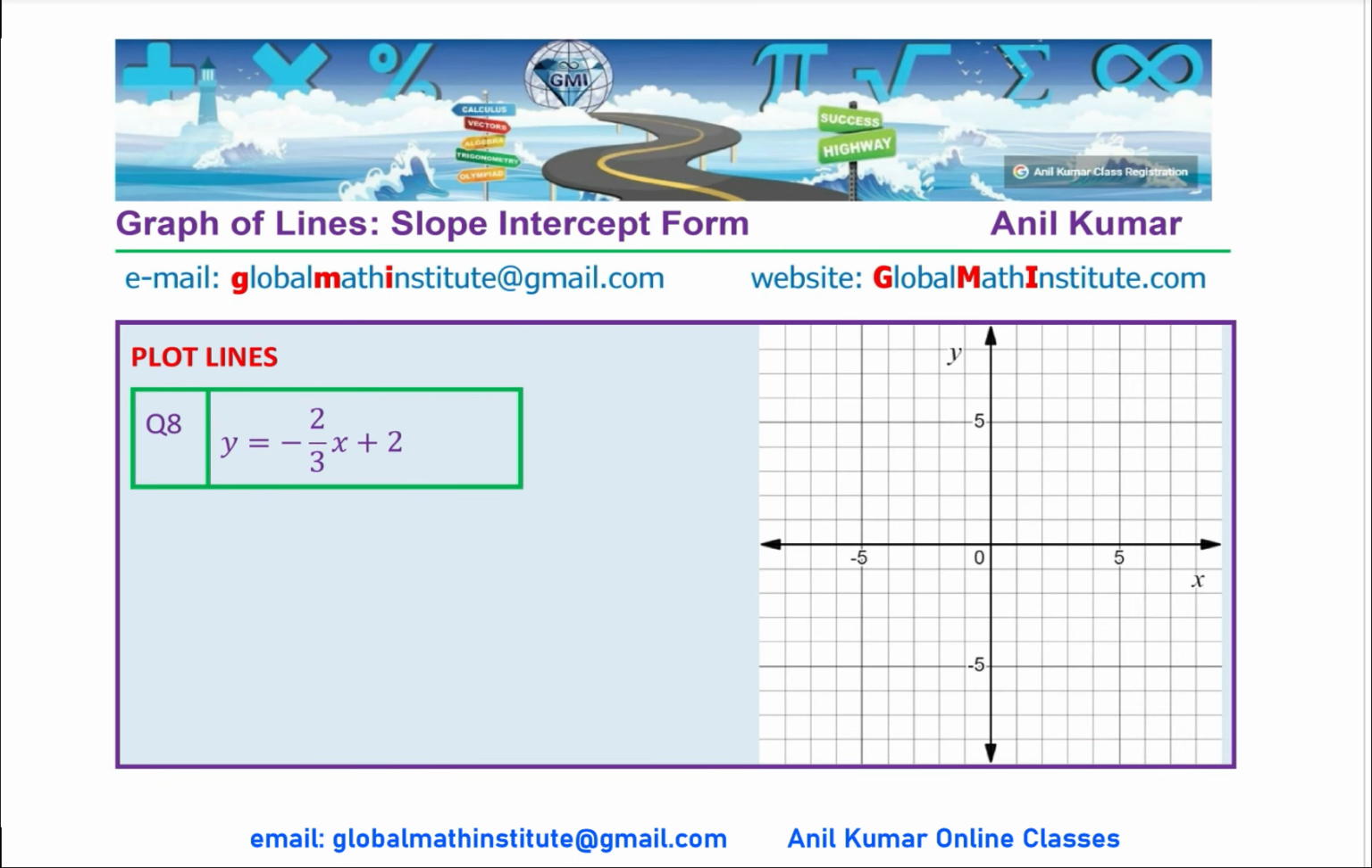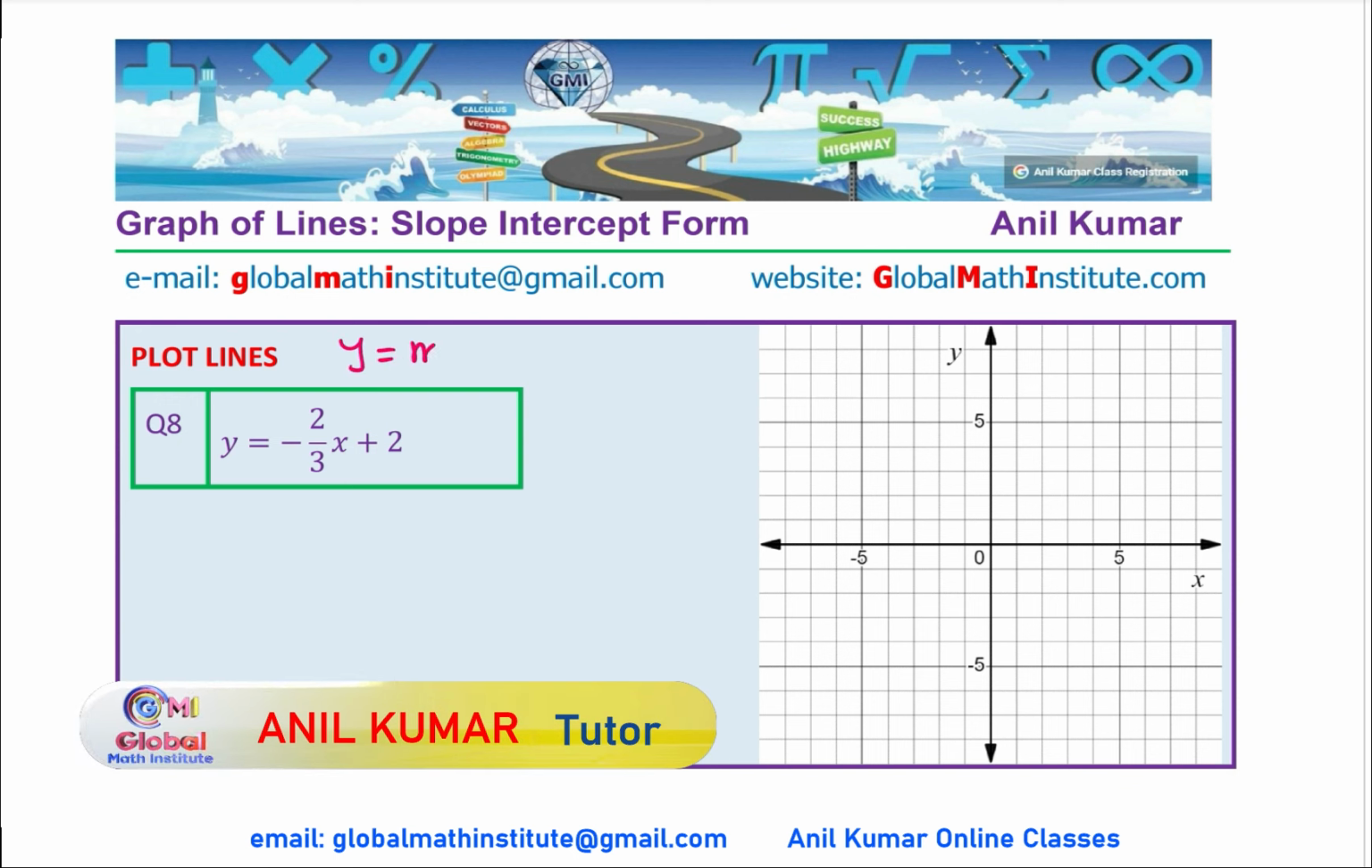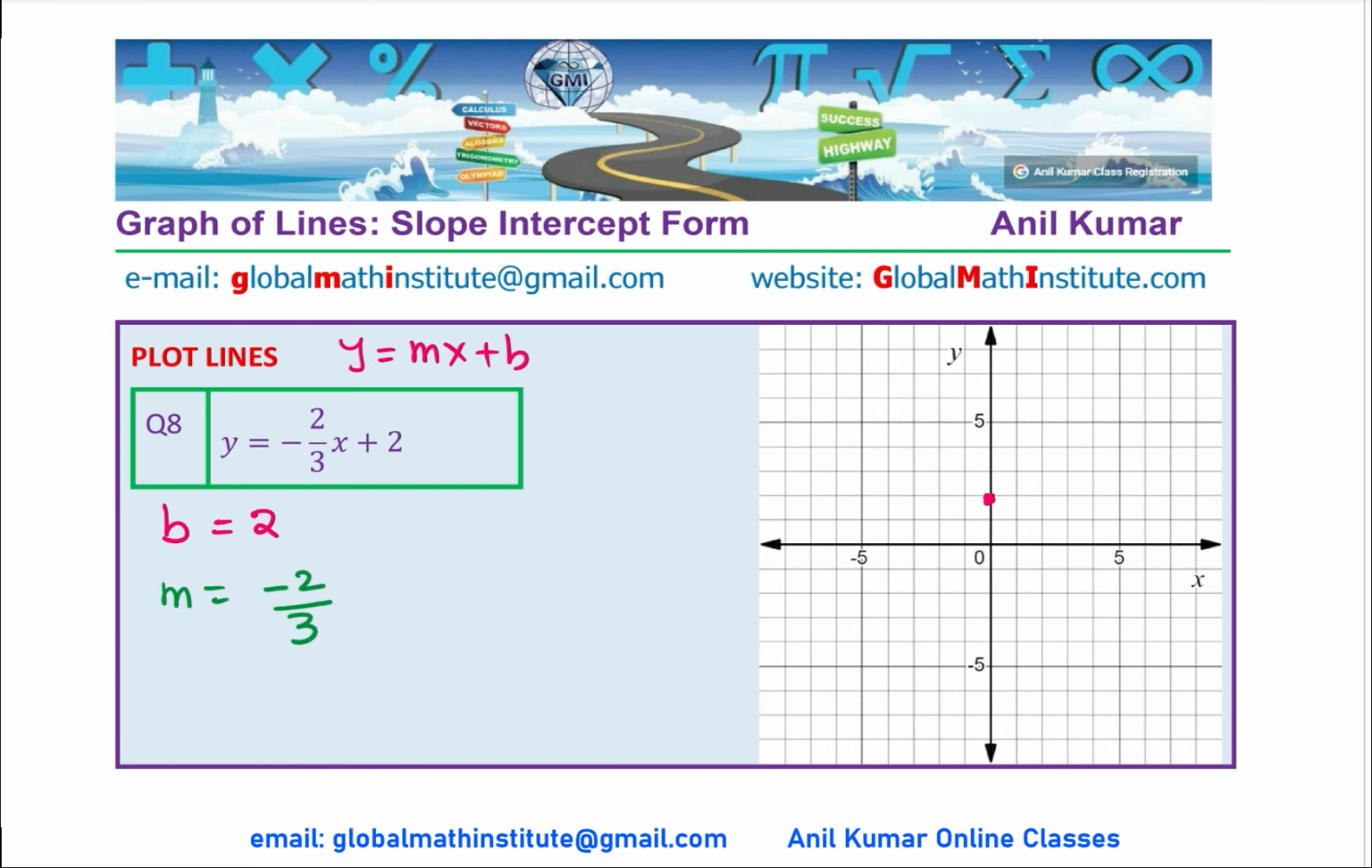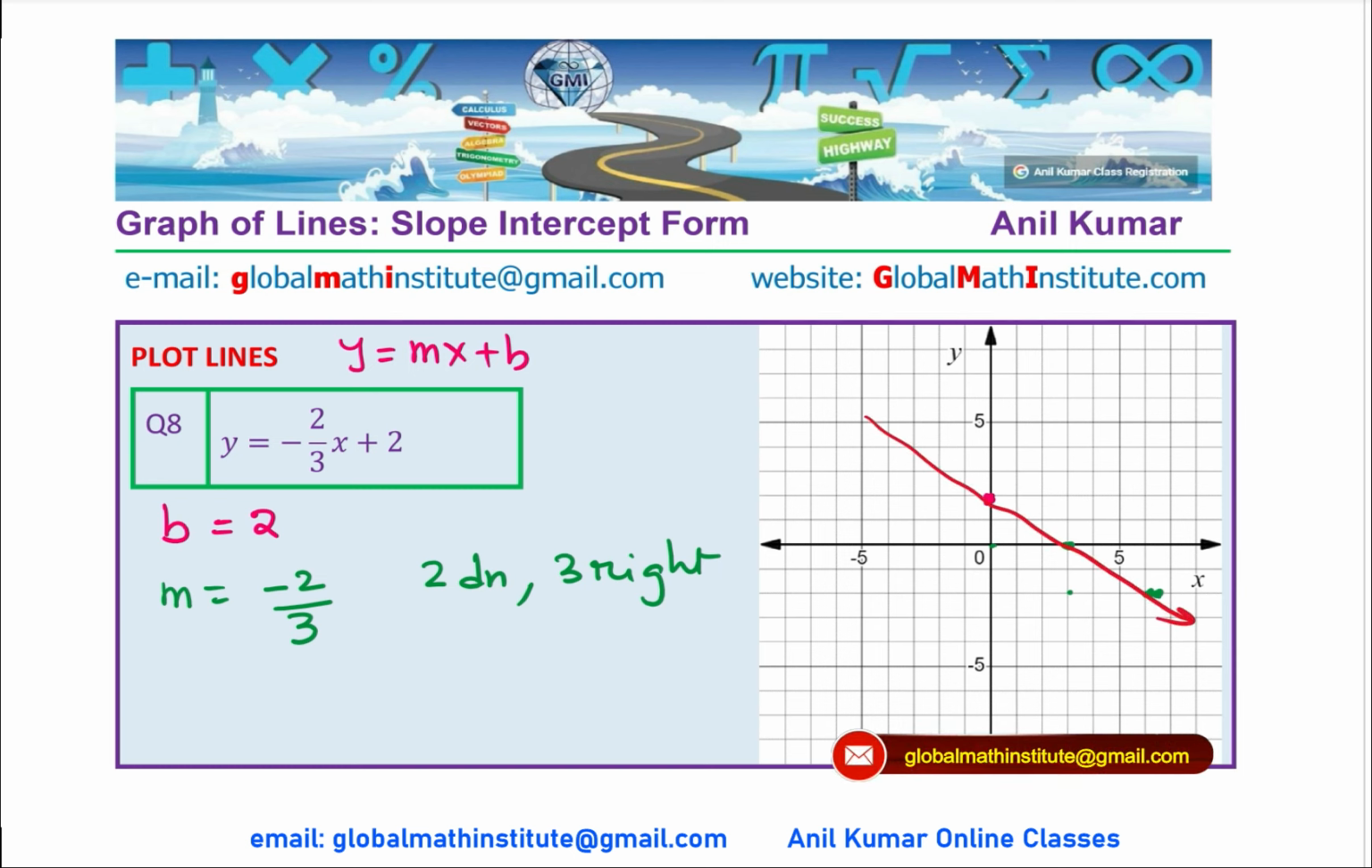Now here we have minus 2 over 3x plus 2. Once again, write down the equation y equals mx plus b. Start with the y-intercept b, which in this case is plus 2. Mark the point on the graph. And now look for the slope or the gradient, which is minus 2 over 3. So we'll do 2 down and 3 right, correct? So from here, go 2 down and 3 right. 2 down and 3 right. Do you see that? How we have reached? And then you connect them. So you get your line.